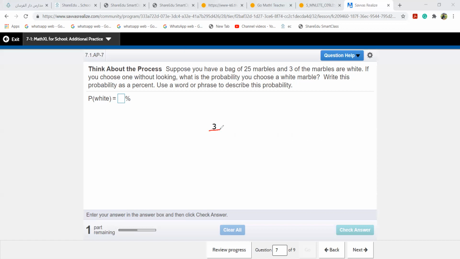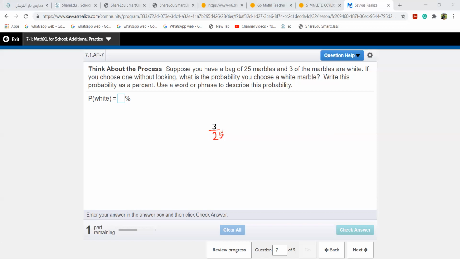This is your theoretical part. You have a bag of 25, the total you will write in the denominator. And they told you how many white there are: 3 white. So you have 3 chances. Listen to me. After you draw 3 marbles, do you have any more chance to get a white marble? No, because there are only 3. That's why 3 in the numerator and 25 in the denominator.